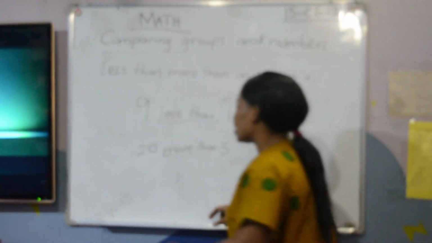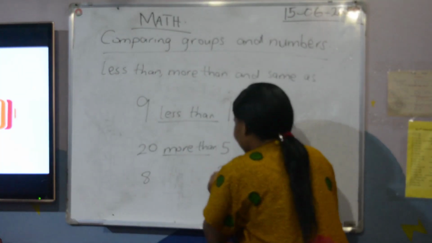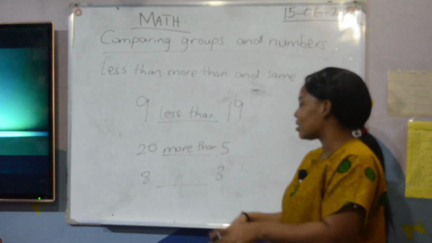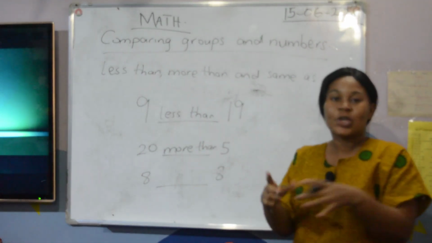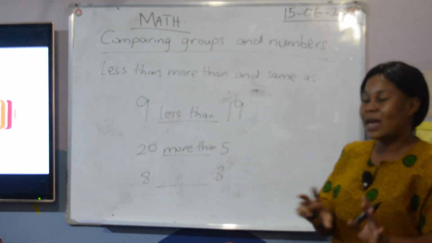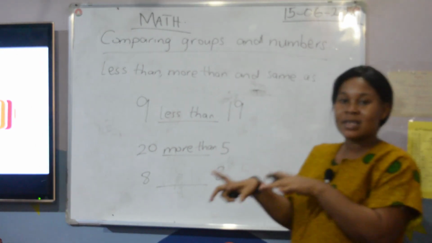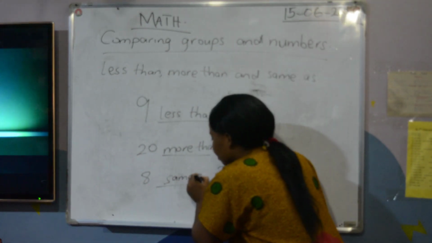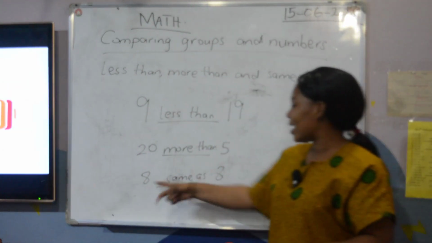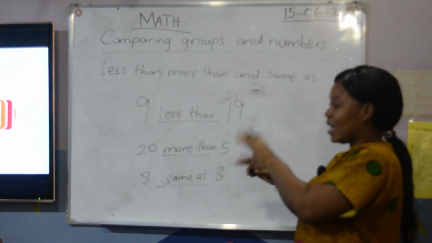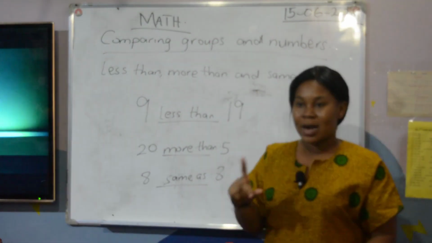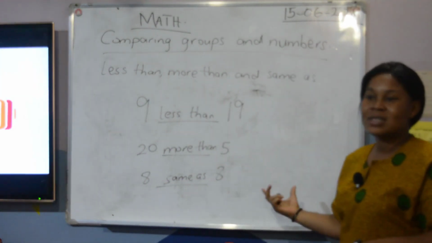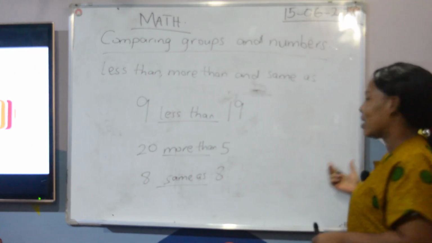The third example is when you have 8 and 8. If you have 8 oranges in one box and 8 oranges in another box, you can see that they are all the same. The number in the first box and the second box are the same. So we write same as. Same as, because if we are sharing 8 oranges to 8 people, each and everyone will get 1. So they are same. 8, 8, same as. So let's have some examples here, then you try for us to see.